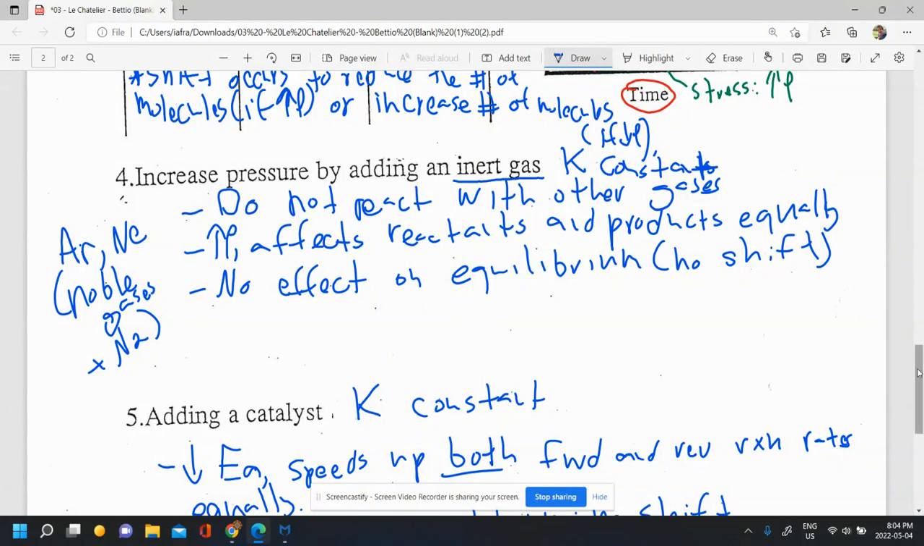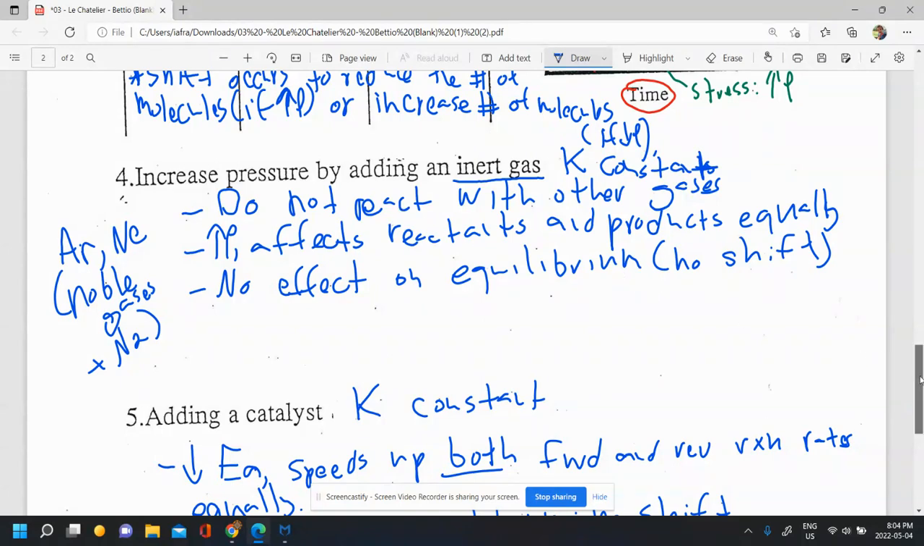Then we saw some factors that you could change but would not affect the overall equilibrium in terms of shifting. So we saw adding an inert gas like noble gases or nitrogen. They don't react with the gases in your system. They do affect pressure. They increase the pressure overall because now you have more collisions between your reactant particles and whatever particles are there with the noble gases or the other inert gases. But it doesn't really increase the collisions between the reactants and the products as needed. So really it affects both the reactants and products equally, so there won't be a shift.